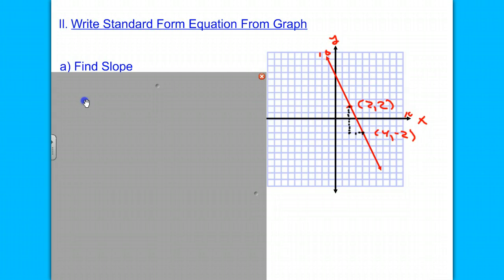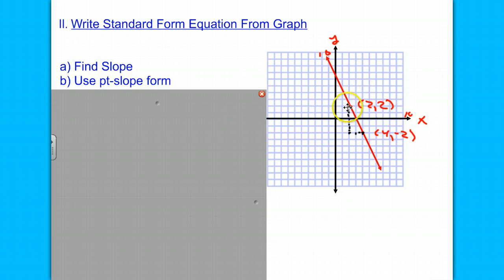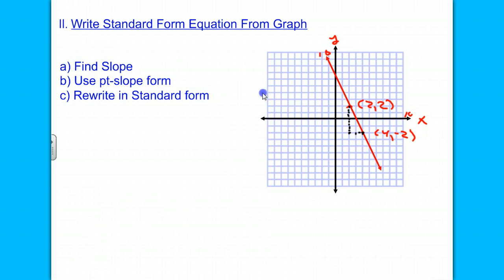Point slope form, right? Look at here. Slope-intercept form: the y-intercept is kind of unclear. If it was really noted where that is crossing the y-axis, we could go straight to y-intercept. But in this case, we'll probably use point slope form because we have slope and we definitely have 2 points we could use. We'll put it in that form and then we'll transform it into standard form. Okay?